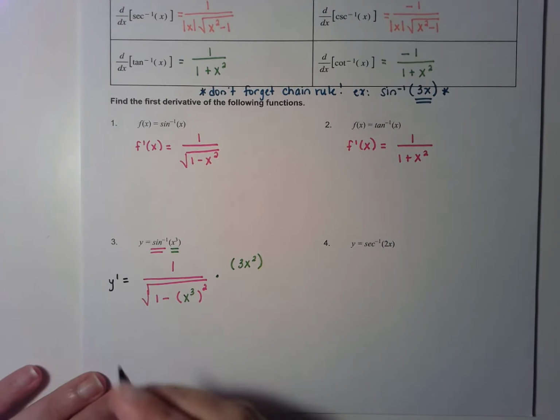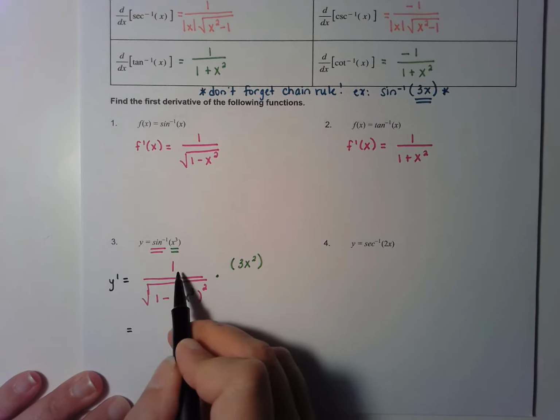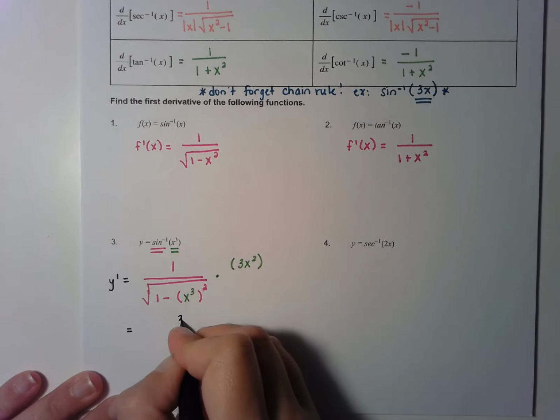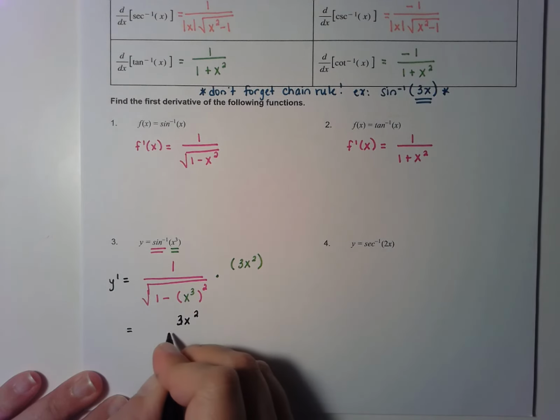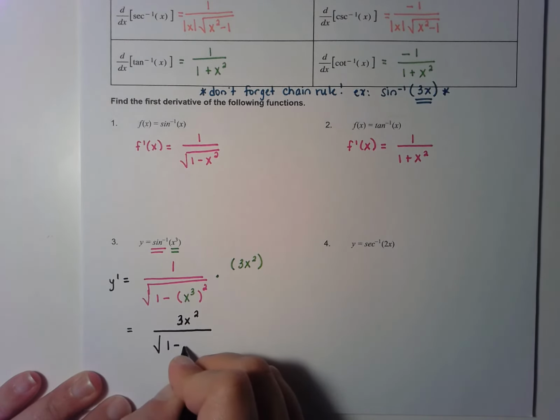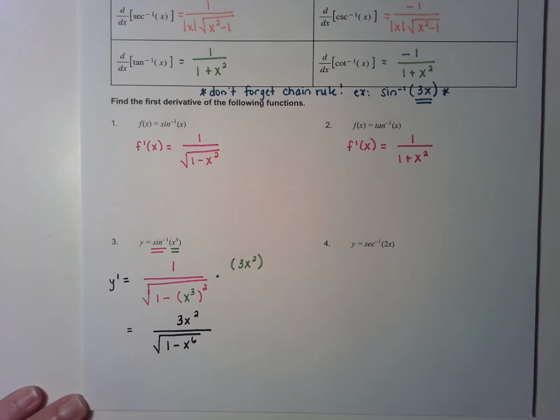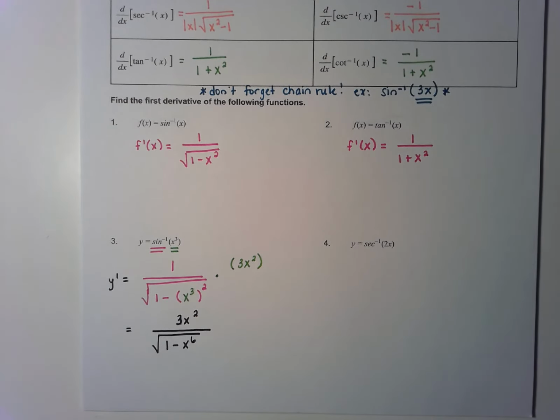What we can do now is simplify just a little bit. So instead of 1 on the top, 1 times 3x squared would be 3x squared on the top. And on the bottom, we would have the square root of 1 minus x cubed squared, which would be x to the 6th. Kind of just simplify a little bit. All right, let's try one with inverse secant, which we haven't seen yet.